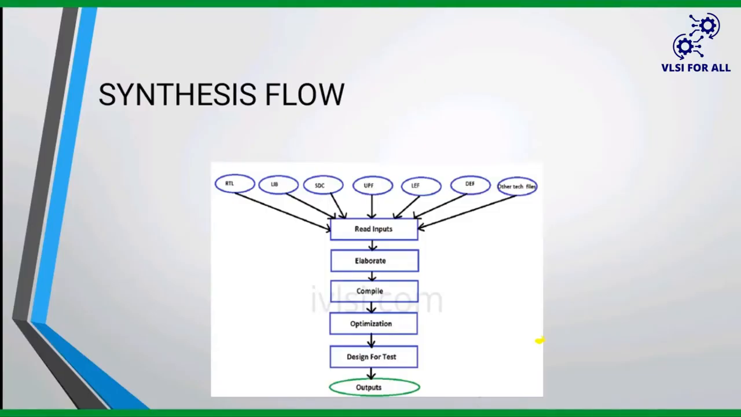Optimization means converting into a gate level netlist and mapping the gate level netlist. Like that the optimizing will be done. And at the final stage, after the optimization, DFT cells are inserted, and finally the outputs are obtained. This is the particular synthesis flow. But to do this, we will have different steps like the Genus synthesis flow: syn_generic, syn_map, syn_opt.